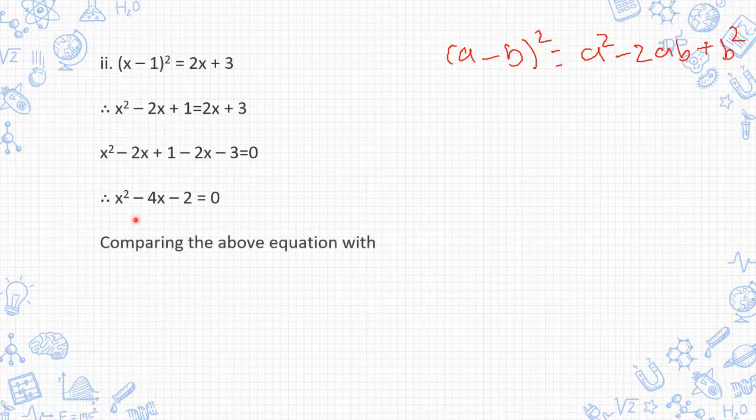Now if you compare this equation with the general form ax squared plus bx plus c equal to 0, we get coefficient of x squared is 1, coefficient of x is minus 4, and the constant term is minus 2. So c is equal to minus 2.